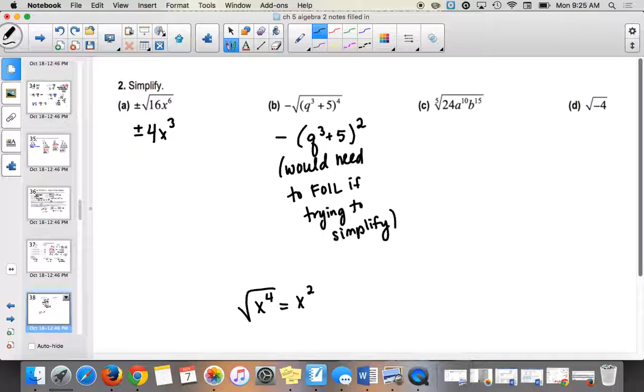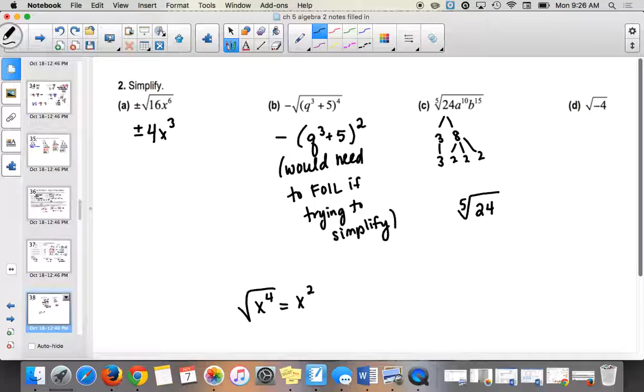Okay, a little bit harder. So the 5th root of 24, a to the 10th, b to the 15th. So the 5th root of 24, you can try the little factor tree. You have 3 and 8, and then 8 breaks down to 2, 2, and 2. But notice how there's no sets of 5 items. That's what we talked about last time. No sets of 5. So I can't simplify down the 5th root of 24. So that's staying how it is. It's still the 5th root of 24.